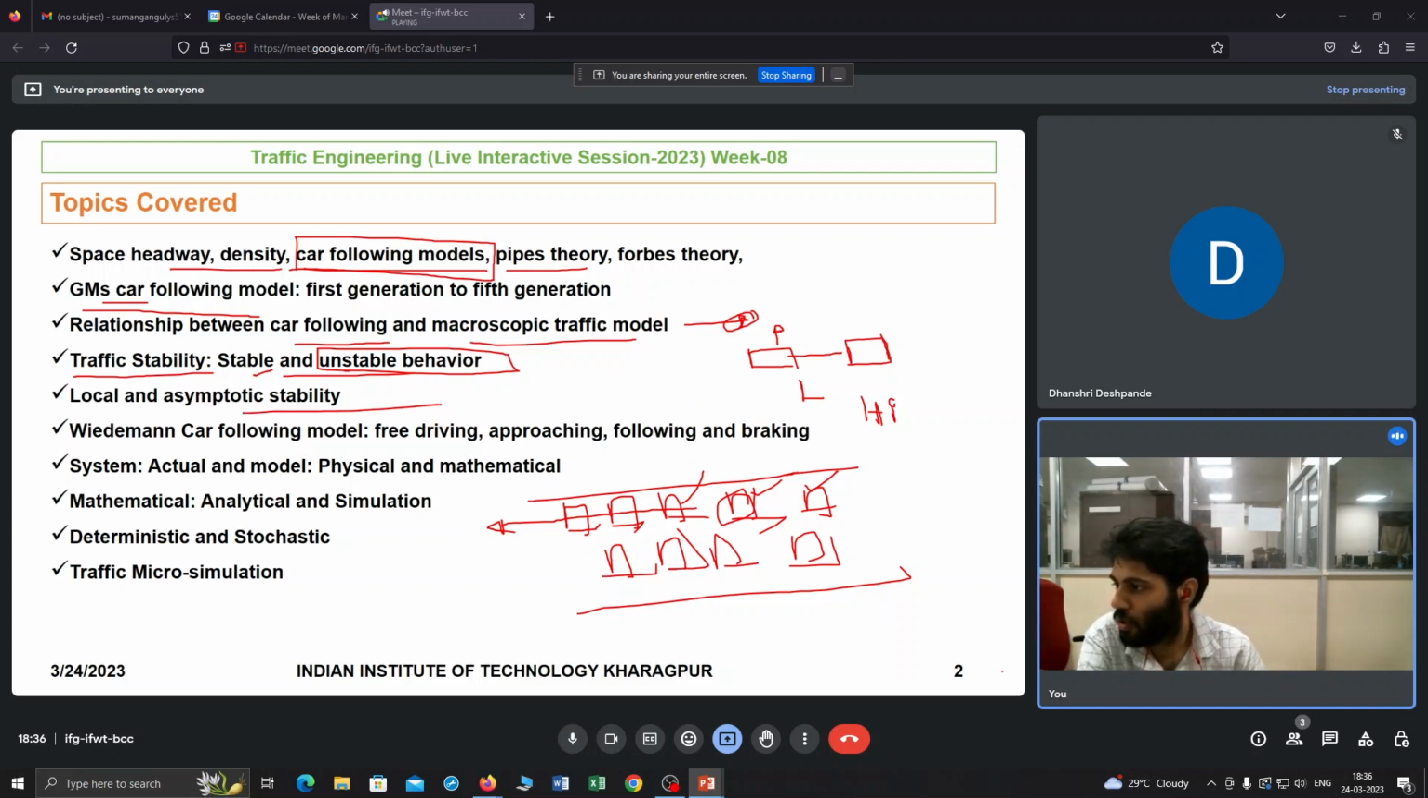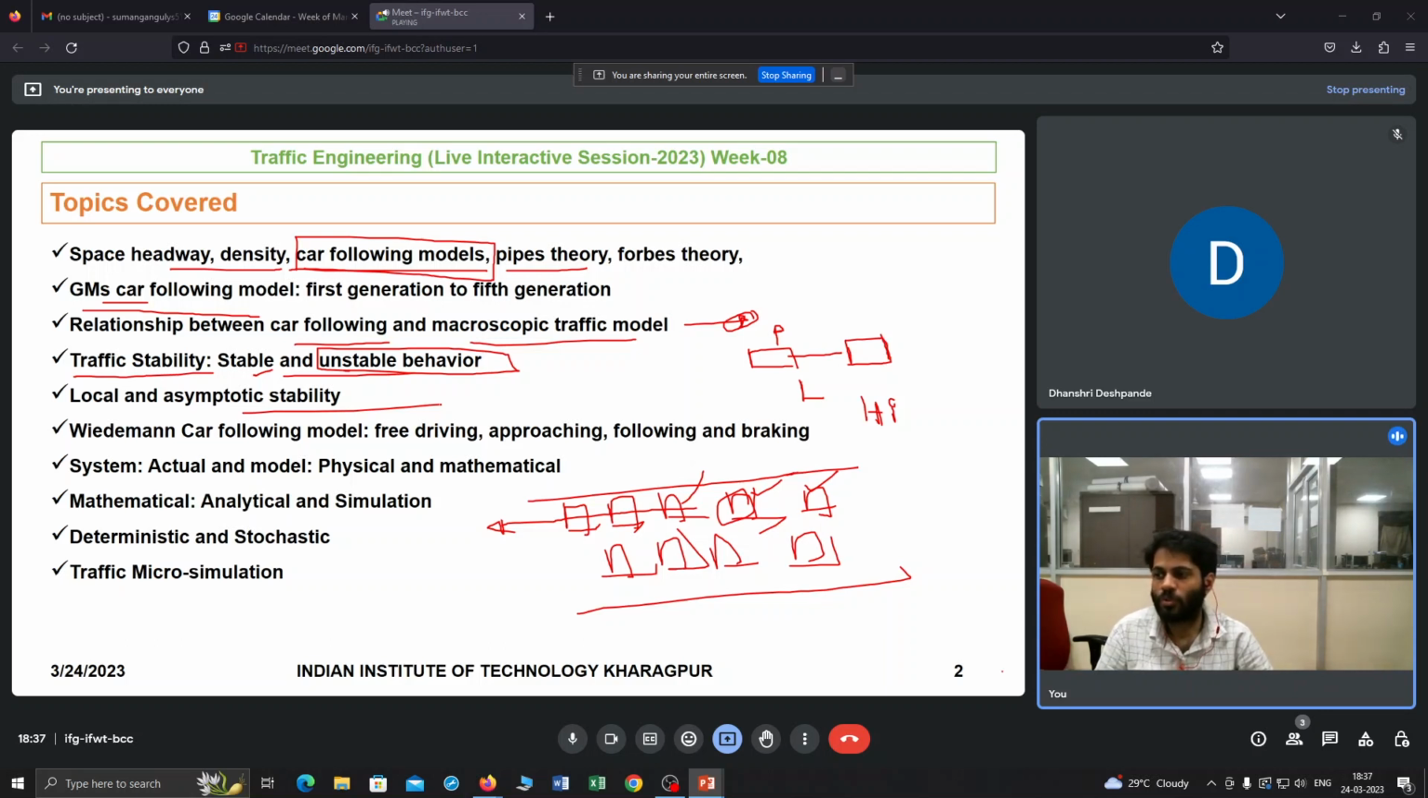So now there is another car following model which is called the Wiedemann car following model. This was developed in Europe, unlike GM's car following model, which originated from the US or America. In the Wiedemann car following model, it models 4 conditions: free driving, approaching, following, and braking, right?